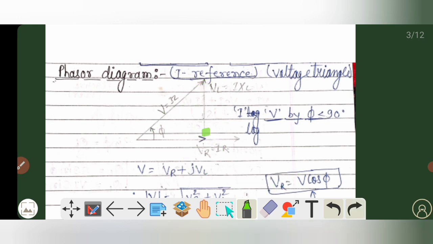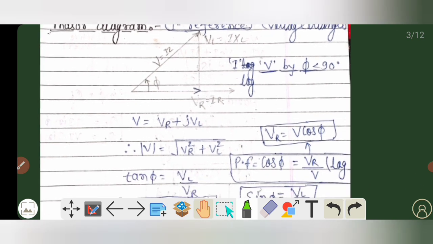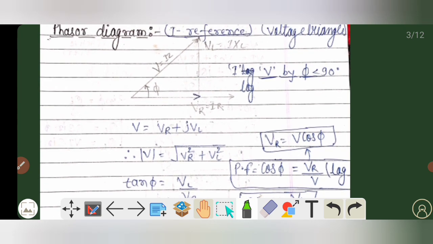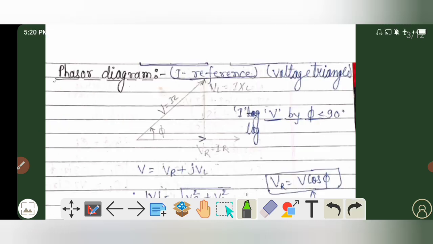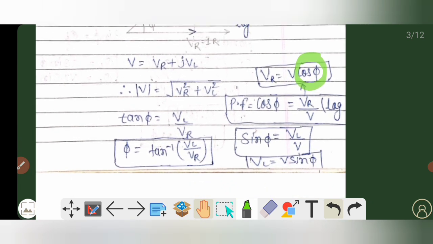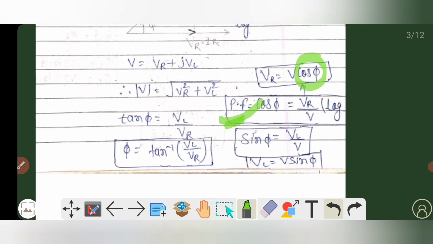Now my dear friends, this was all about the phasor diagram of the series RL circuit. As we know, the value of cos phi is equal to the power factor. So in this case, cos phi comes out to be VR by V, and this is the value of the power factor. If you want to calculate the value of sin phi from the given phasor diagram, that comes out to be VL by V, and VL comes out to be V sin phi.